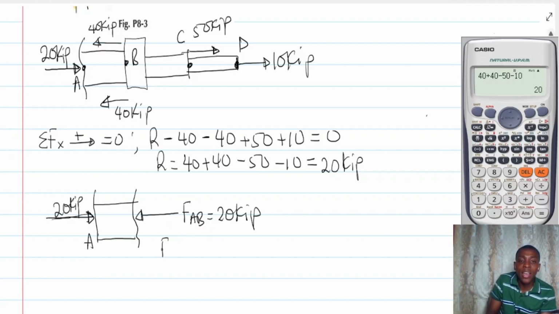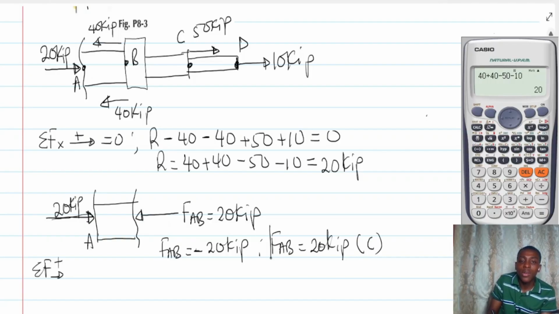As a matter of fact, FAB is a negative force because we said that every force going this way will be positive, and this force is coming the opposite way. So FAB is minus 20. In other words, think about FAB as a compressive force. So 20 kip, compressive. So FAB is a compressive force.